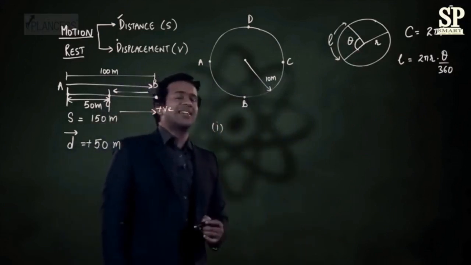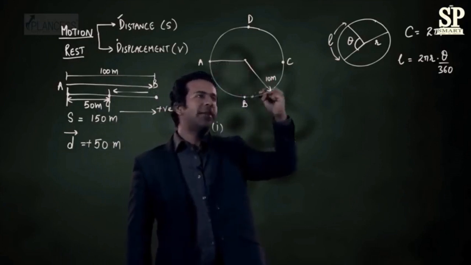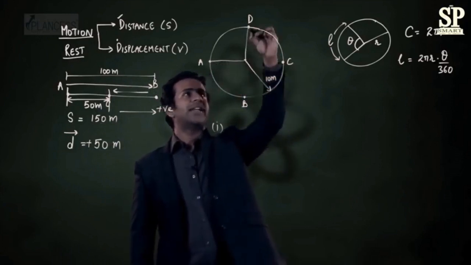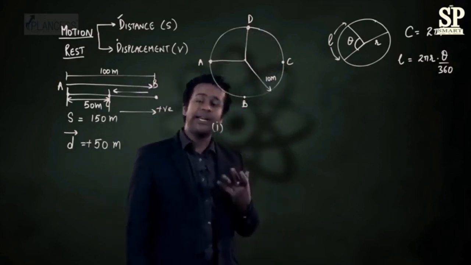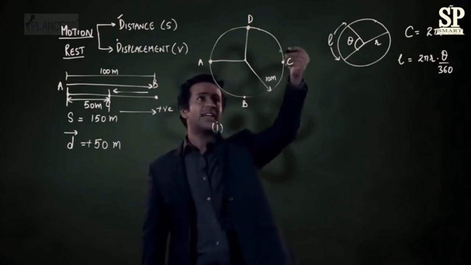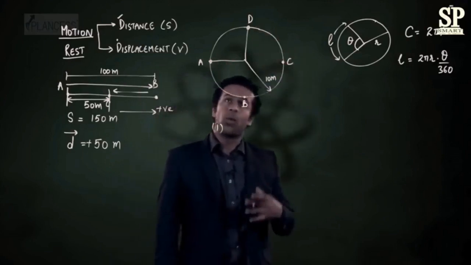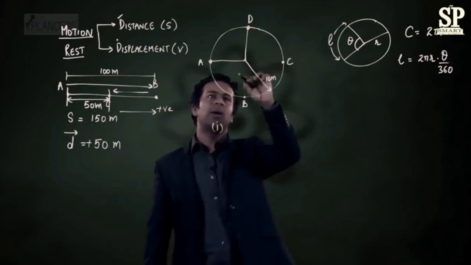Now, in this case, the particle has gone from A to B to C and finally to point D. So, if you think about it, we need to measure the length of this sector ABCD. What do you think is the angle subtended at the center? Think about it.